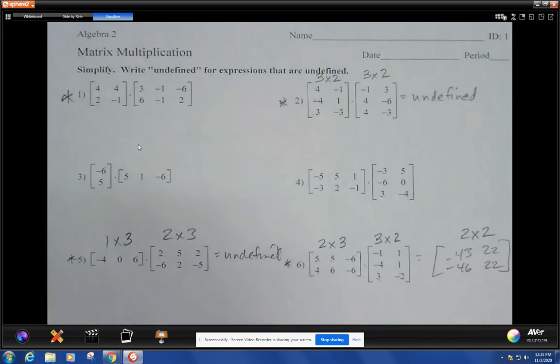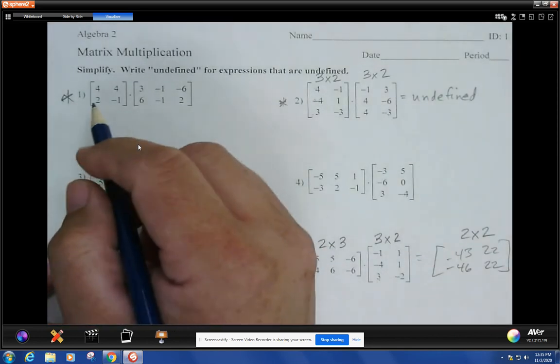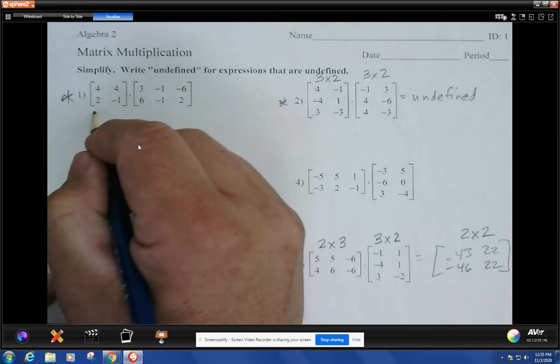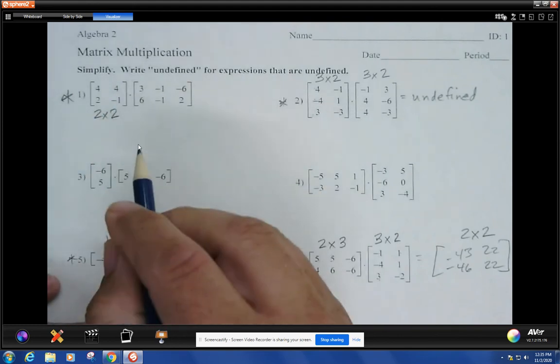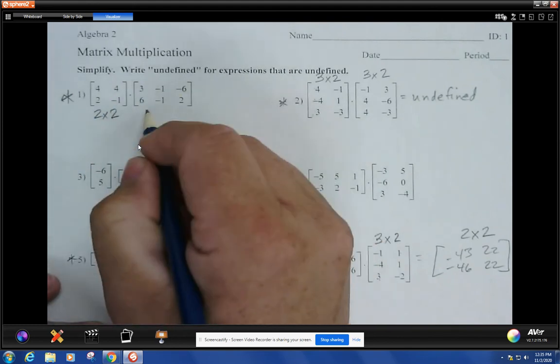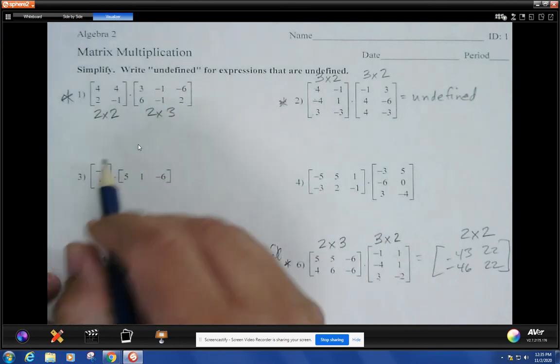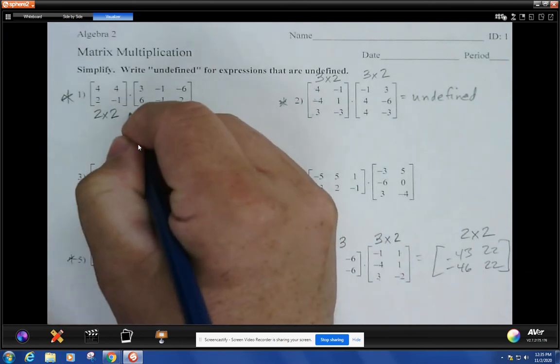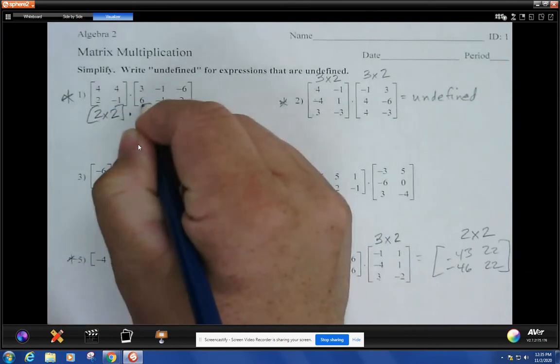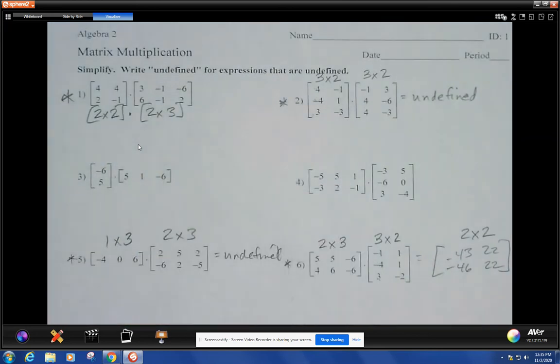I didn't do what I said I would always do, and that is to define what this is. So you notice this is a 2 by 2. This one is a 2 by 3. So I've got a 2 by 2 that I'm trying to multiply times a 2 by 3. We've got to figure out whether this is actually going to work or not.